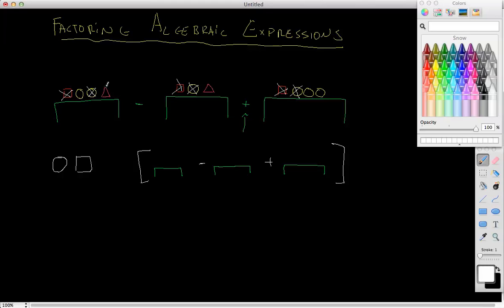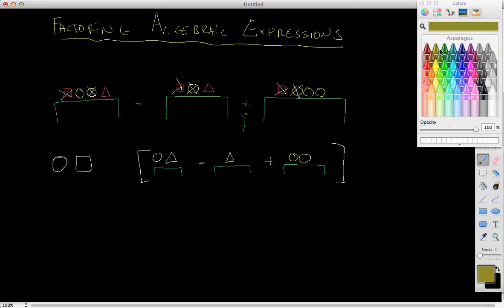Finally, I look at the triangles and I say, okay, there's a triangle here, but there is no triangle here. So I cannot take any triangles outside the front of these brackets. And all I need to do now is see what I have left over. On this table we have a circle and a triangle. On this table we have a triangle, and on this table we have two circles. Okay, so what does this have to do with algebra?